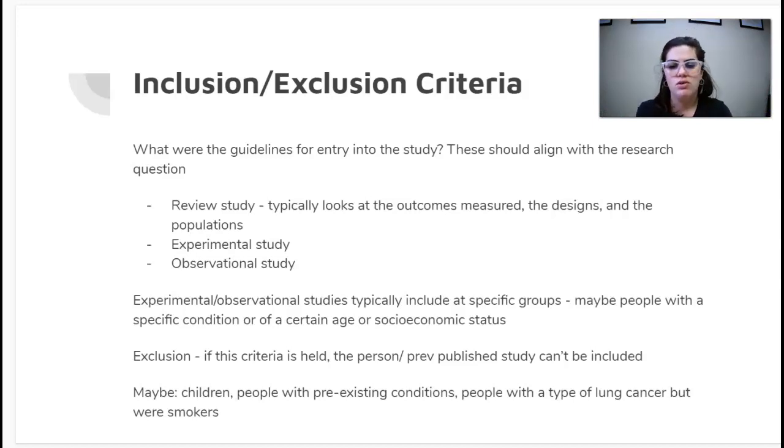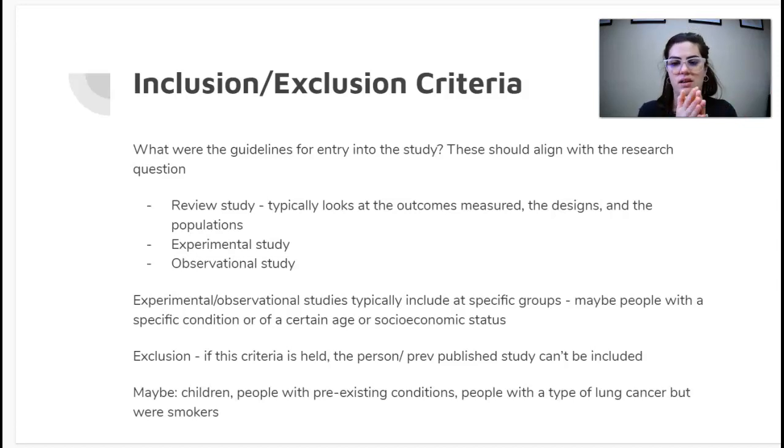So that doesn't help us to answer our specific question. Now for experimental or observational studies, these inclusion or exclusion criteria are going to look at typically specific groups, maybe with a specific condition or of a certain age or socioeconomic status. So if you think about experimental studies, whenever they're performing some type of intervention, think like a clinical trial for a medication or a treatment, they want to make sure that the people in that study have the same condition and maybe the same symptoms, or they're of the same age, or have something similar to themselves to be able to answer their research question.